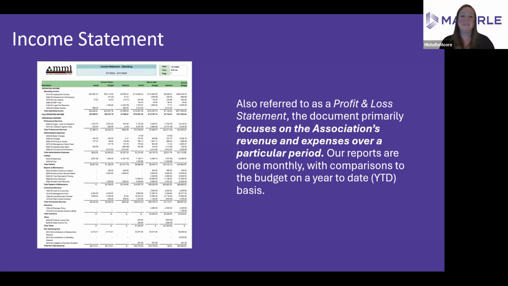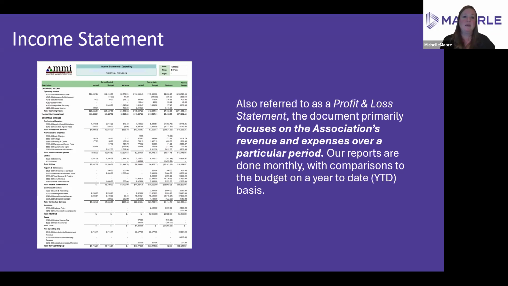Yes, so I was going to point out that the income statement is the same as a profit and loss statement. This one is for a period of time, whereas the balance sheet is a particular day. So you will generally see in your financial statements, it will be for 1 month. Ours have the current period, which is the current month that we're reporting on, as well as year to date. And the year to date will be your association's fiscal year. So if you are on a calendar year, it will be January to December. If you are July through June, it will show those figures on your year to date.